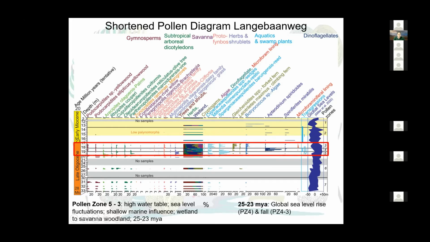Therefore, we can say that pollen zones 5 to 3 are associated with a high water table and prominent sea level fluctuations. And we can also say that the environment had a shallow marine influence, and that it possibly represents a wetland to savanna woodland, which existed approximately 25 to 23 million years ago. And as I've already mentioned, global sea level rise and fall events were mostly in pollen zone 4.